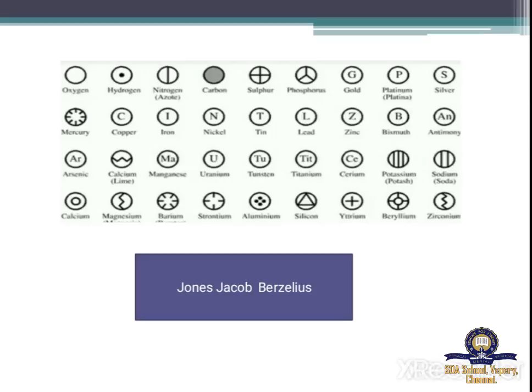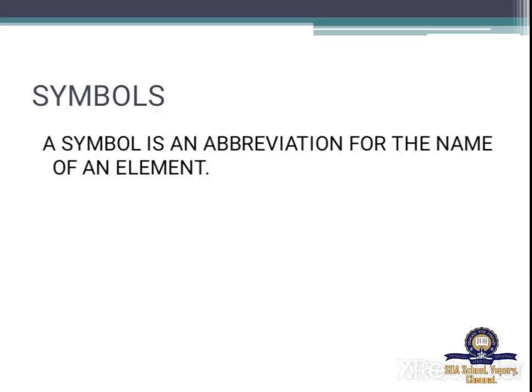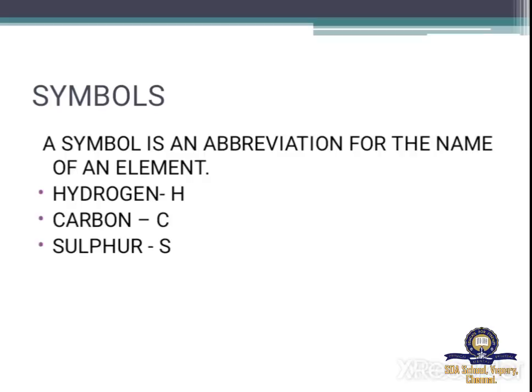Okay, now let's see the definition of symbols. A symbol is an abbreviation for the name of an element. Here, symbol is an abbreviation, right? Which is the short form of a name of an element. Let's see some examples. The symbol of hydrogen is H, the symbol of carbon is C, and the symbol of sulfur is S.